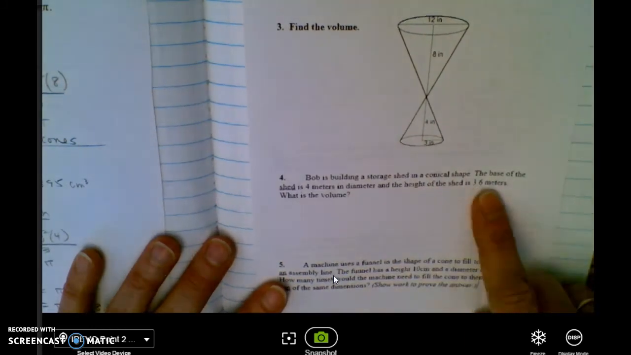And then again, when you read these questions, you're going to draw yourself a diagram so that you can see what shapes you have and how you would find the volume after that. So again, try these on your own, and then I'll have you watch the second video to check your work and make any corrections as needed.